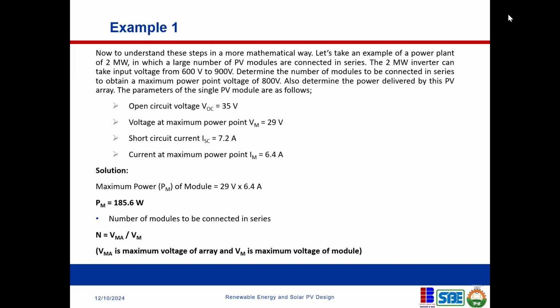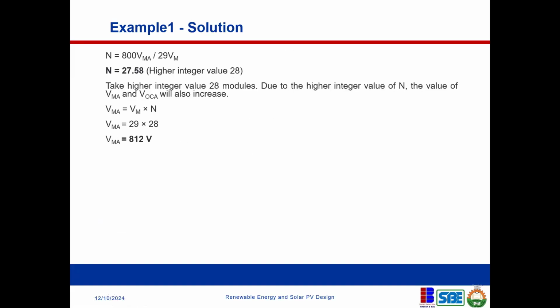So the number of modules to be connected in series will now be determined by the maximum voltage of the array. We know the voltage of the individual module is 29 volts, and we want to know how many we connect in series to arrive at 800. So we divide 800, the maximum voltage of the array, by the individual voltage of the module, 29. This is the number of PV modules that we can connect in series to get 800.